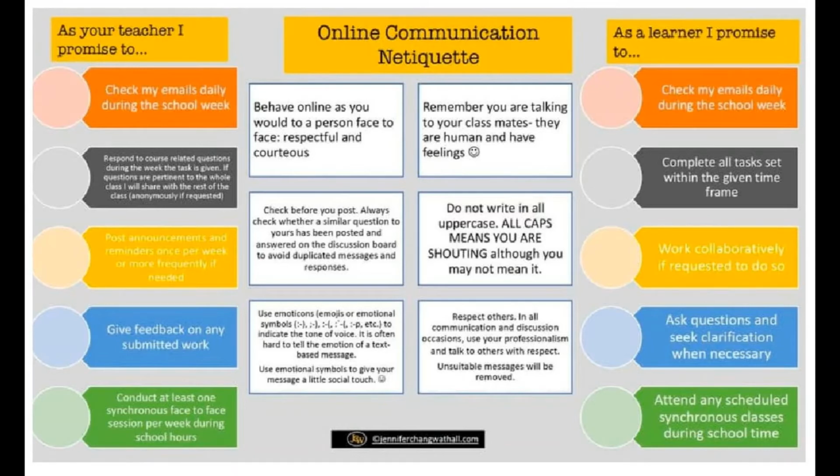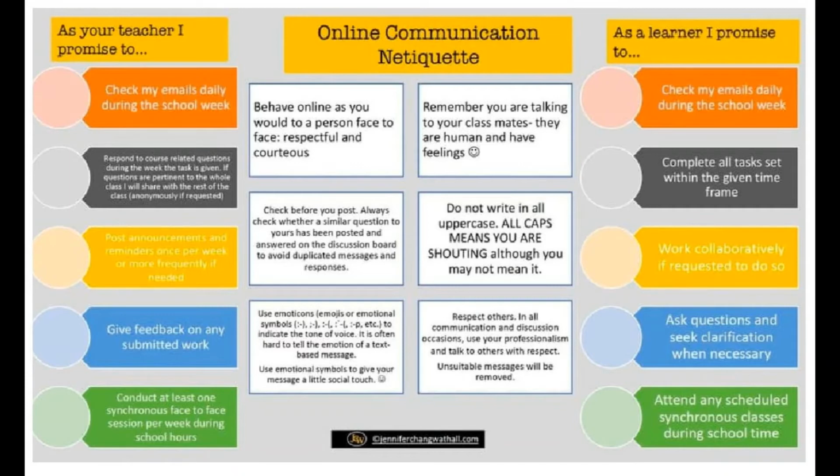For your etiquette, I want you to behave and talk like you are talking face to face with that person. Remember, you are talking with your classmates and they have feelings. Do not write in all caps. This means you're yelling. No one wants to be yelled at.